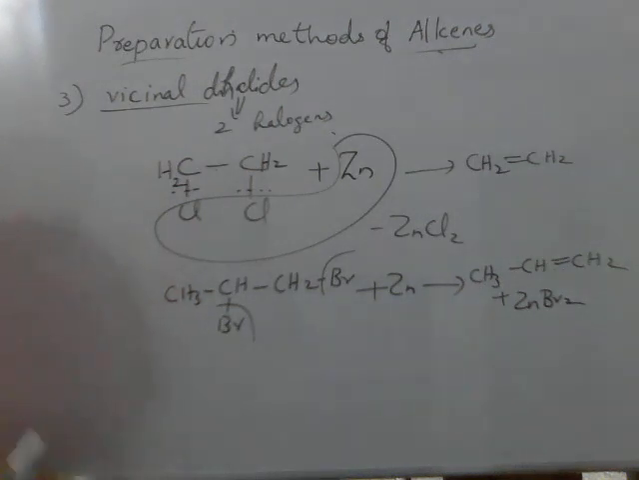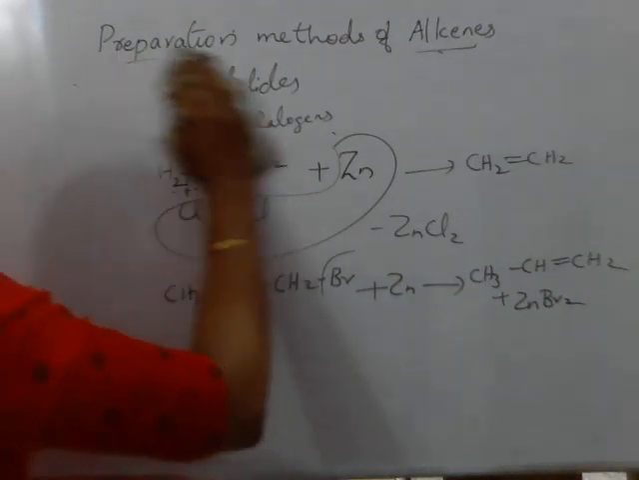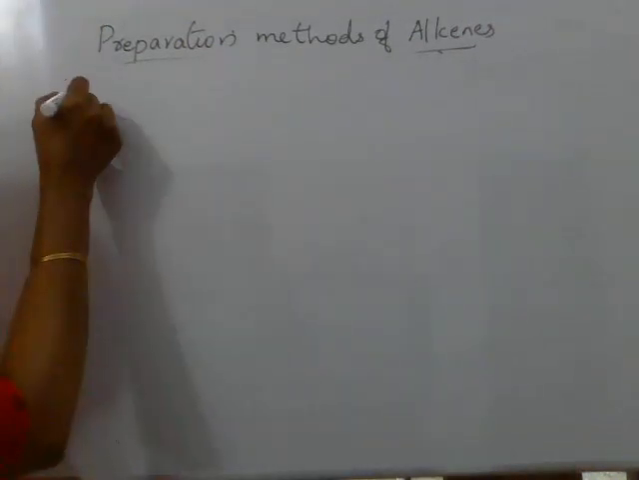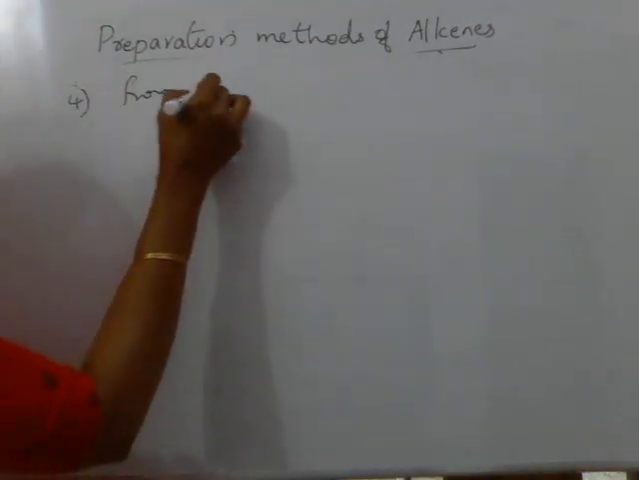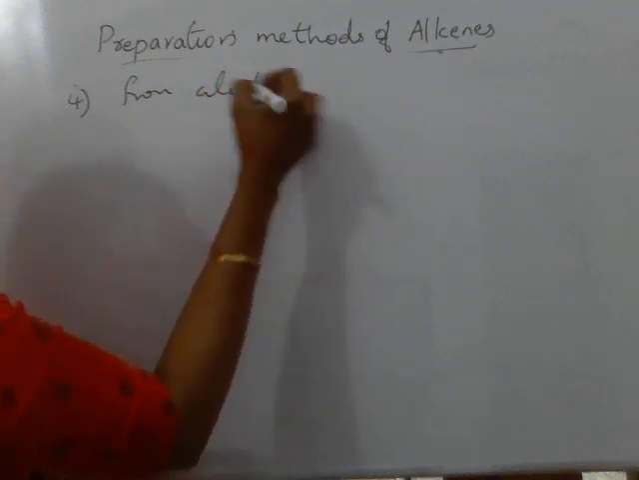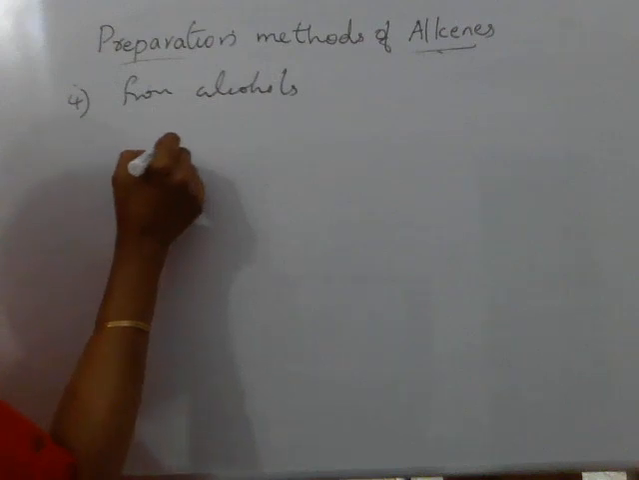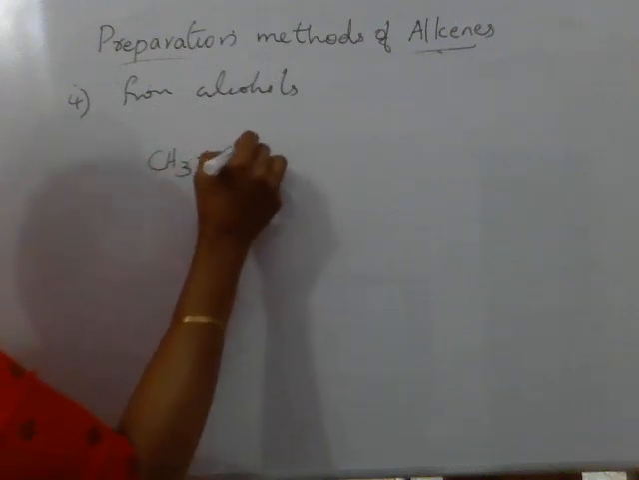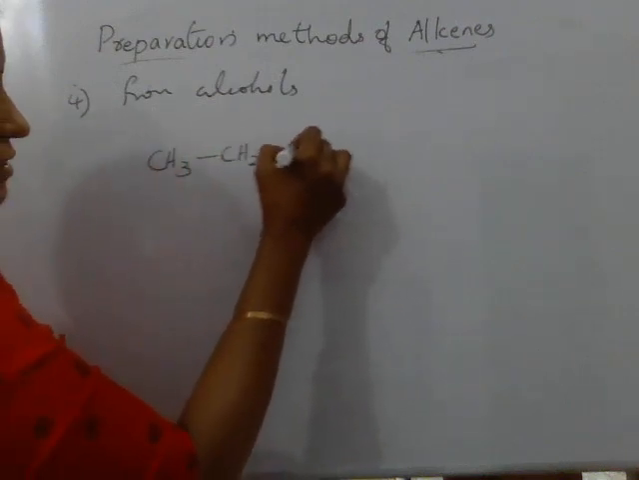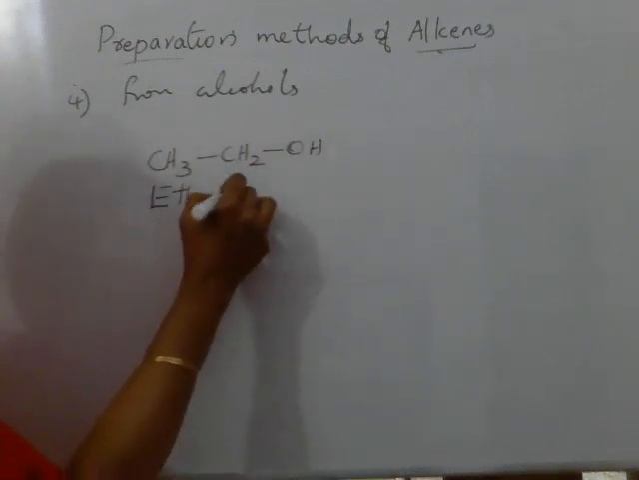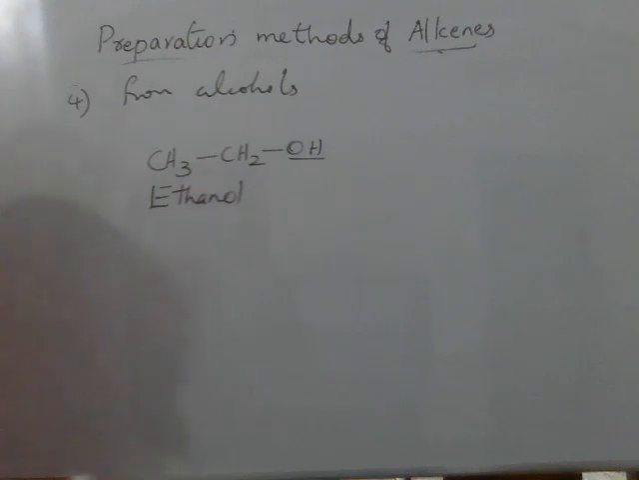Now the last method to prepare alkene, that's from alcohol. Alcohols can be converted to alkene. Take the example of ethanol. CH3 CH2 OH. This is ethanol. Alcohols contain the functional group OH group.